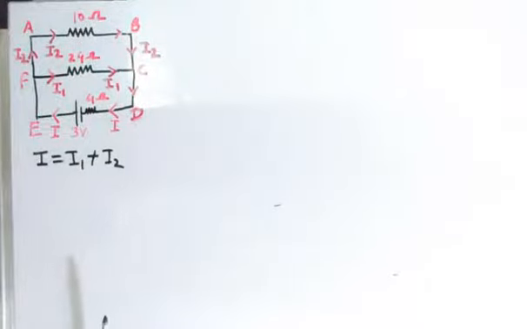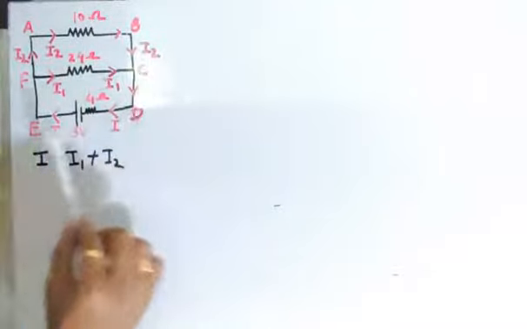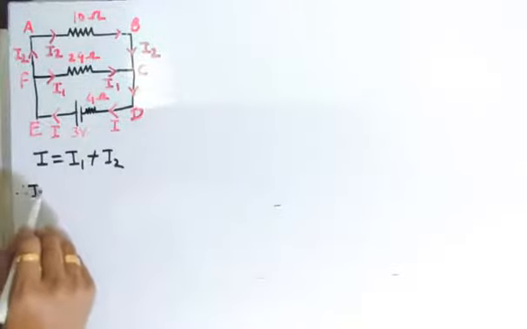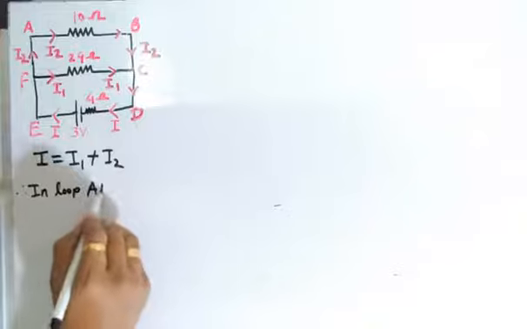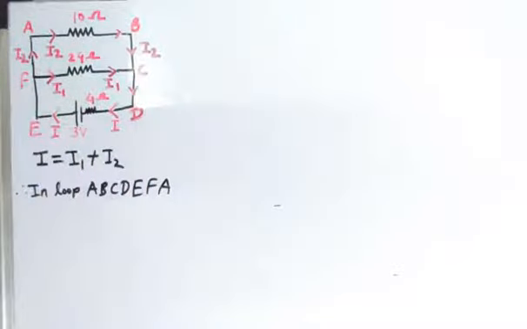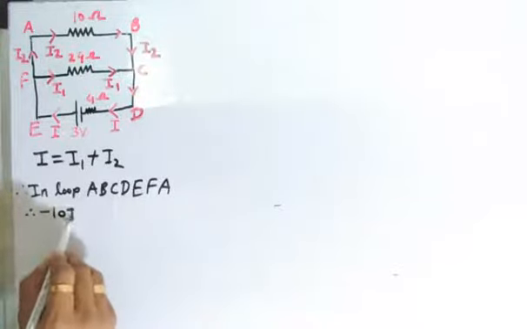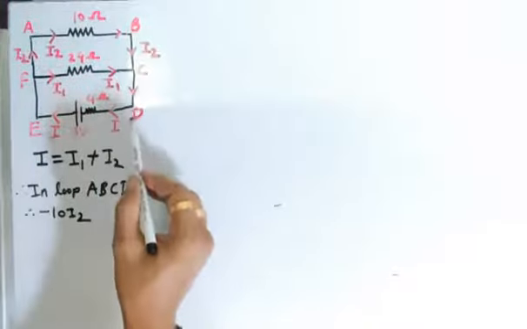Now, for finding the values of I1 and I2, we are going to consider different loops. First of all, we consider the loop A, B, C, D, E, F, A. This is the complete loop, and in this loop we are going to apply Kirchhoff's second law. As you can see, the current is flowing from point A to point B, and the direction of tracing of the loop is in the same direction. Therefore, we can add, this is nothing but minus 10 I2 from point B to D.